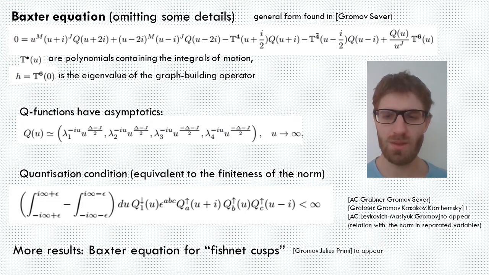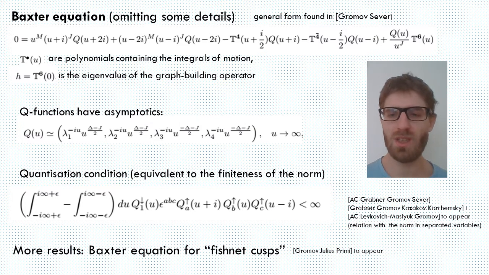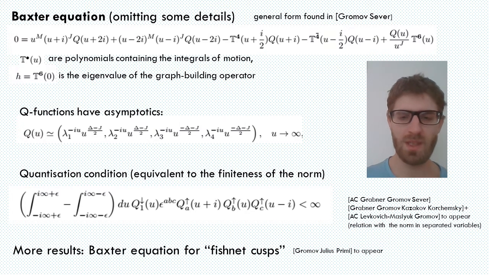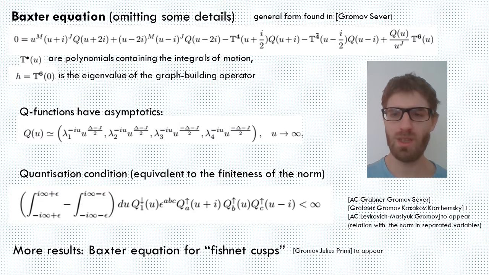The coefficients of these polynomials are eigenvalues of the integrals of motion commuting with the Hamiltonian, and one of them is the eigenvalue of the Hamiltonian itself. To fix the values of the integrals of motion, one needs, just as in any Schrödinger equation, to impose a quantization condition. Here, first we look for solutions for the Q functions with a given asymptotics at infinity. This is where delta enters the problem.